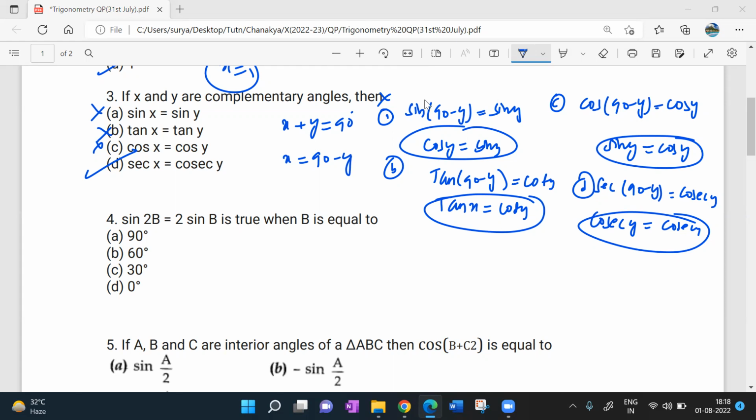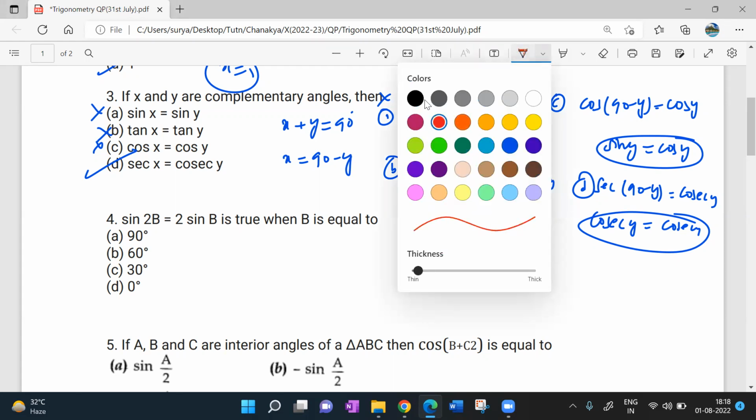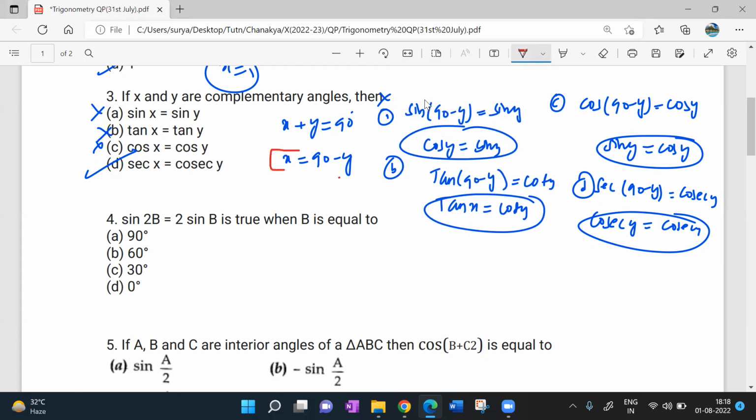Like how you got it. Okay, very simple. Actually, look at it. I'll tell you here. X is equal to 90 minus y, right? I just substituted every x value as 90 minus y.